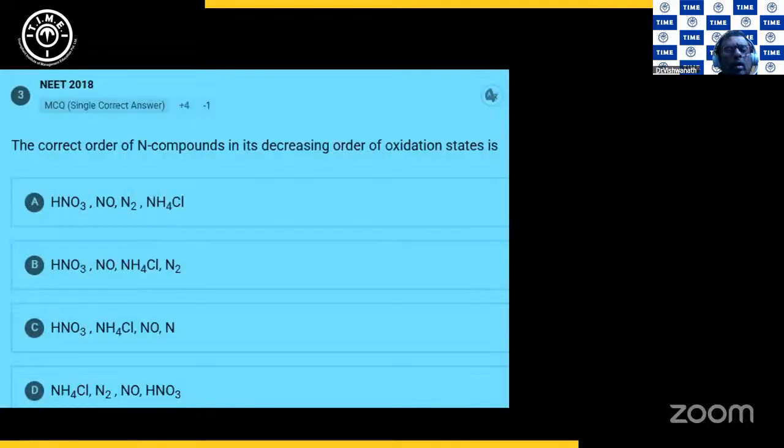Next, order of N compounds in decreasing oxidation states. So HNO3 is +5, NO is +2, N2 is 0, NH4Cl is -3. So I think it is in that order. Yes, A it is. Clear?